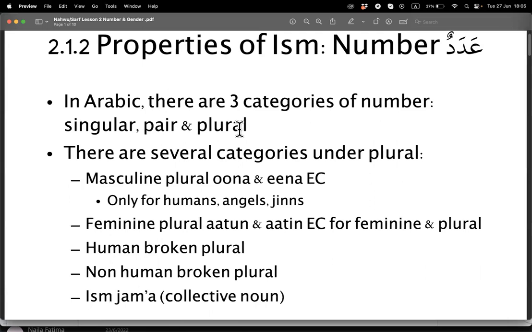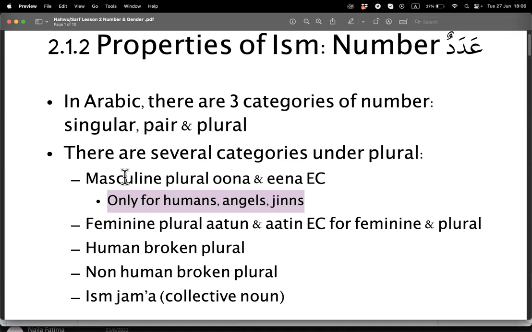That una ina ending is for masculine plural, and only for intellectual beings, meaning humans, angels, jinns, the things that have intellect. Another name that you might hear it being called is people plural. If one pen is qalamun, you cannot say many pens is qalamuna. We don't do that, because a pen doesn't have intellect. So that is one category of plural. The una ina is masculine plural. You must remember that that's only for intellectual beings.